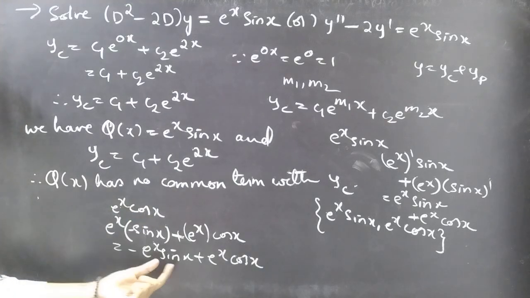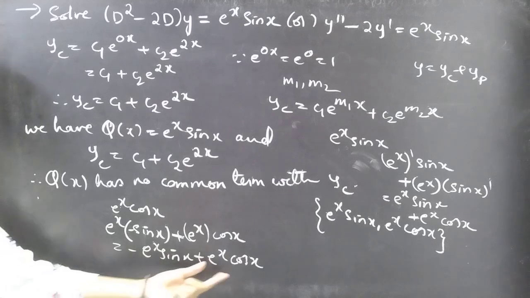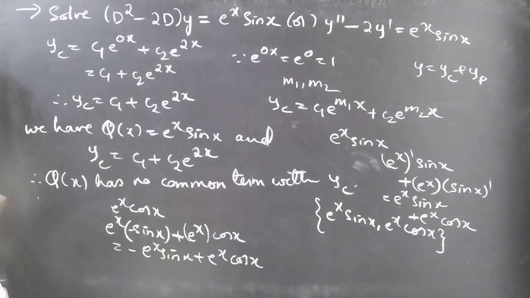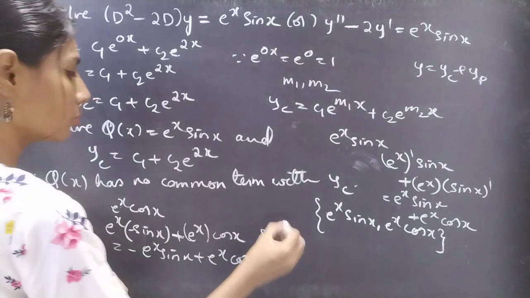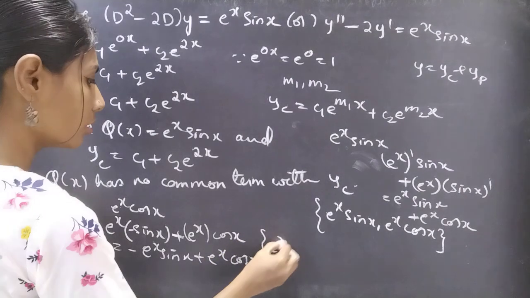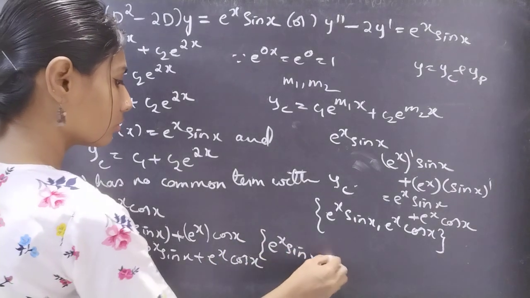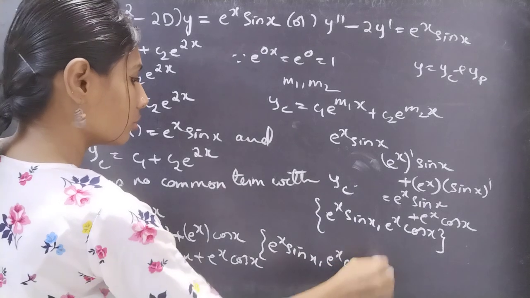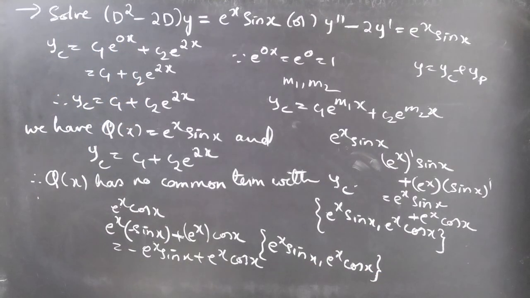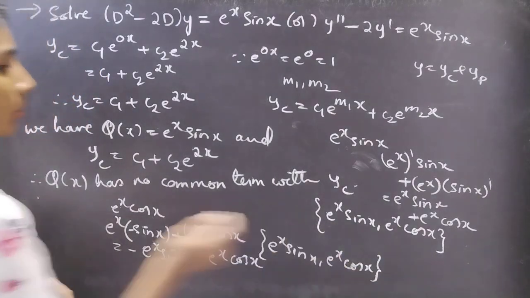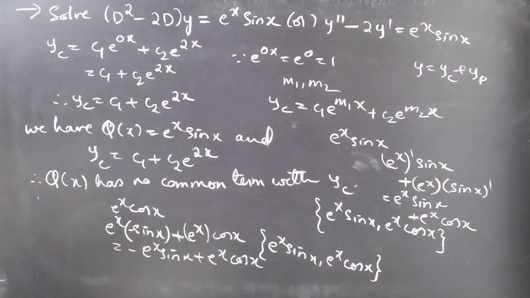For e power x cos x, we got derivative e power x sin x, e power x cos x, right? That means the finite set will have only two terms. One is e power x sin x, the other e power x cos x, irrespective of signs or constants. You can just neglect the signs and constants here.